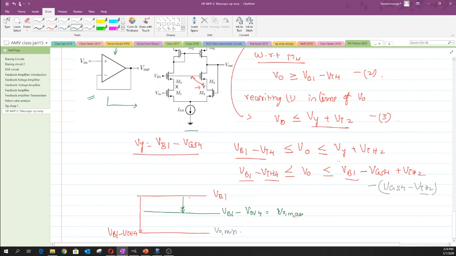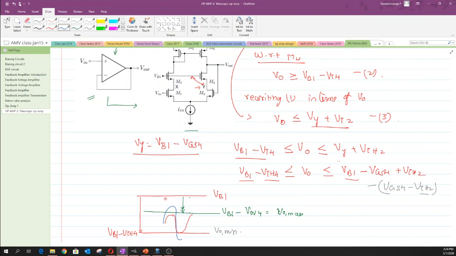Now clearly you could see that the amount of swing that I have left over is only between these two regimes. So any swing has to be well within this difference between this VO max and VO minimum. If you go beyond this particular voltage, trying to move away from this defined value of VO max and VO minimum, then obviously the transistor M4 or M2 will move out of saturation.